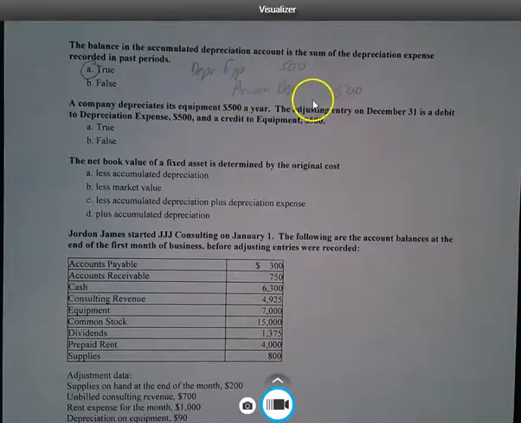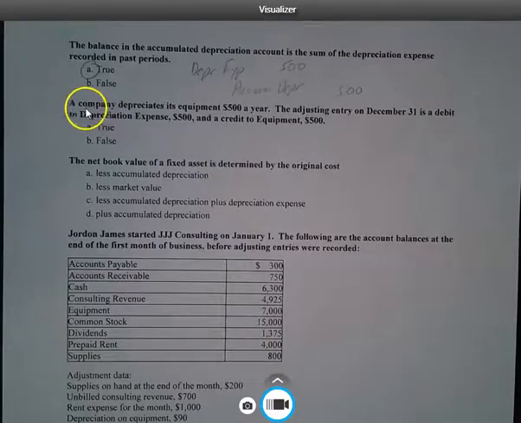I just wanted to show you the journal entry and to understand that this is true for accumulated depreciation, but depreciation expense itself is only counted for the current period, say January 1 through December 31. Then it resets to 0, and then we record depreciation expense again in the next year.